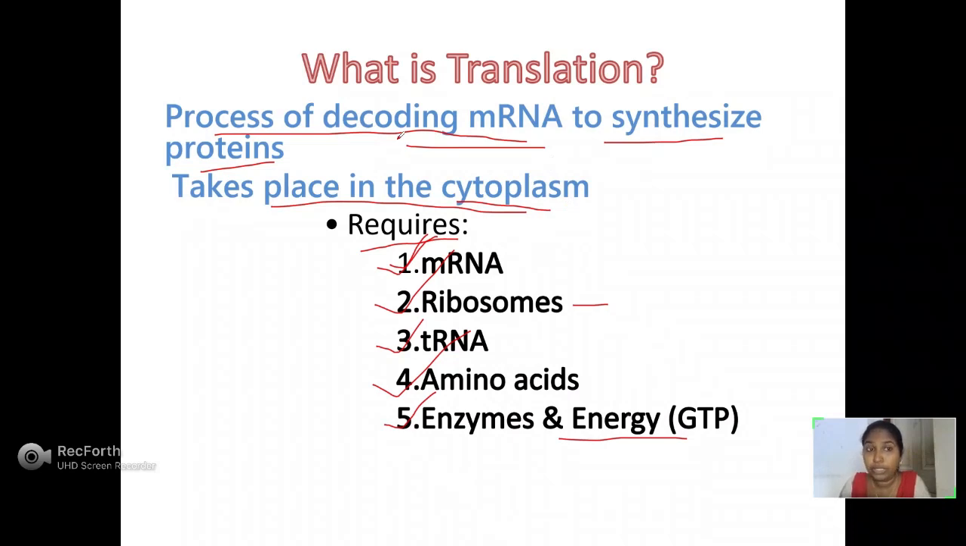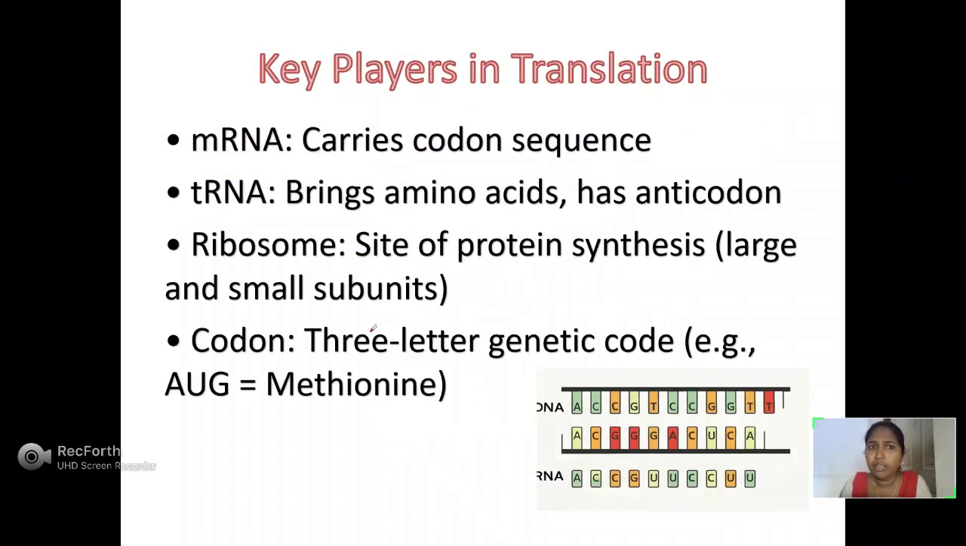See what we learned in this slide. Translation is the decoding of mRNA to synthesize protein, and it takes place in the cytoplasm. What are the requirements? mRNA, ribosomes, tRNA, of course amino acids, enzymes and energy. And what are the key players in the translation process? The first one is mRNA.